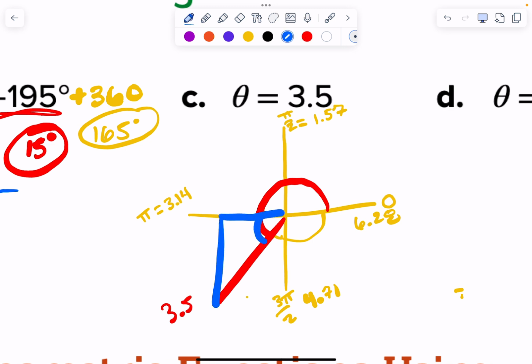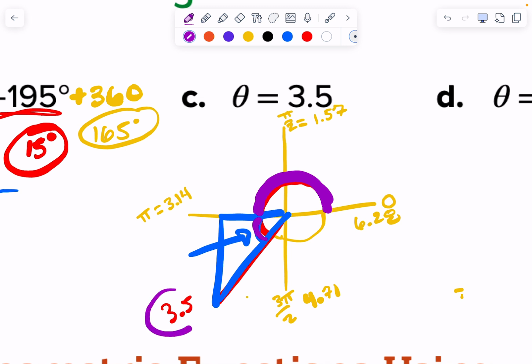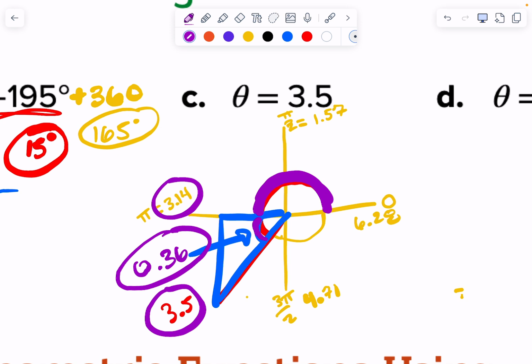Okay, how do I figure out what this angle is right here, my bow tie angle? This one's a little bit harder to think about. How many radians is it from here to here? 3.5 minus 3.14 is that purple part, right? Whatever 3.5 minus 3.14 is, 0.36. So 0.36 radians is the reference angle in radians. Does that make sense? You're just figuring out what he is.